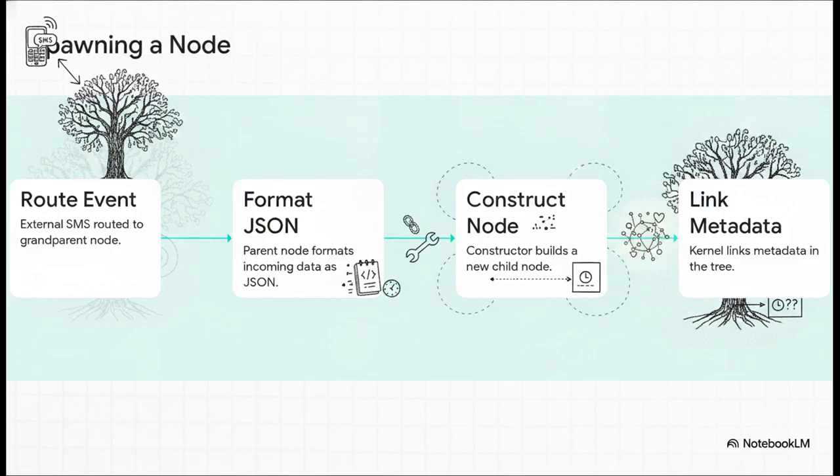Second, the parent node receives the routed event and formats the incoming data, like the caller ID or message body, into a readable format like JSON. Third, the parent node literally calls a constructor function to build a brand new, temporary, timestamped child node using that data. And finally, the kernel steps in to dynamically link the new node's metadata right into the larger tree structure.